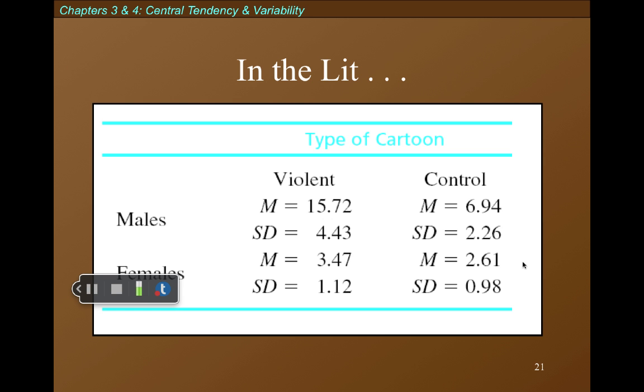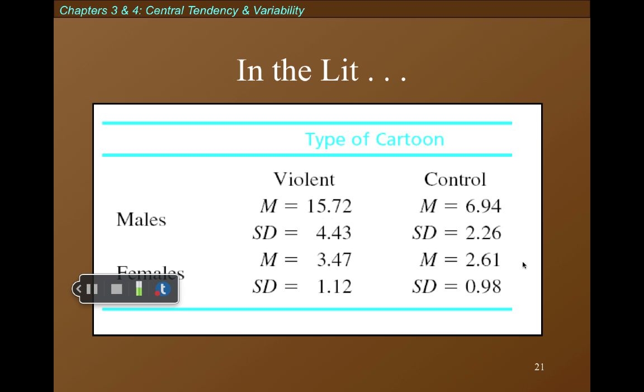So let's look at the literature and see how this would be reported. It's not always the same, but it's close to the same. So in this one, it doesn't really matter what this experiment's about, but I'll tell you, it's about boys and girls, school-aged children, and whether the types of cartoons they watch seem to correspond to different behaviors, like violent behaviors. So violent cartoons, and the control is regular cartoons with no violence in them. And so the kids watch the cartoon, and then they observe their amount of violent behaviors, maybe on the playground.